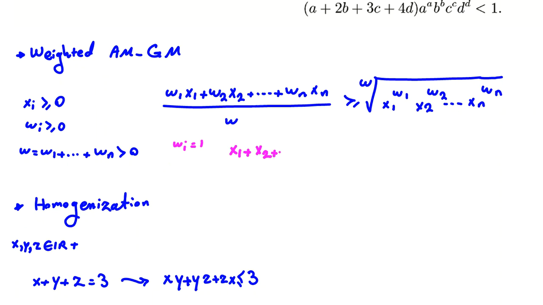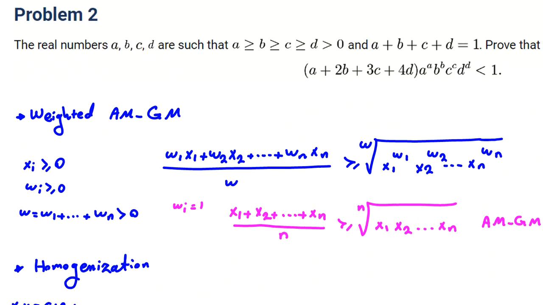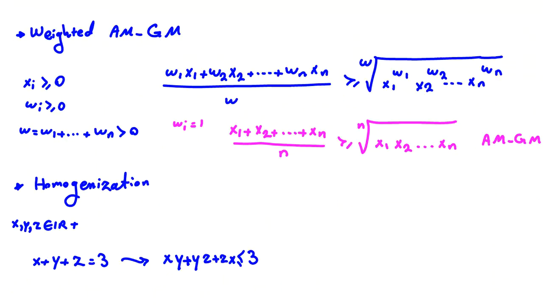Why? If we consider w_i equal to 1, then let's see what happens. x1 plus x2 to xn, W will be what? n ones, all of them are 1, w1 plus w2 to wn, n ones, it will be n, greater than or equal to the nth root of x1 to the 1, x2 to the 1, to xn to the 1. It will be exactly our AM-GM for this special case. So this is the general form of AM-GM, especially here. Look, because it says A, B, C, D are real numbers and we have them in the power, so we can use AM-GM.